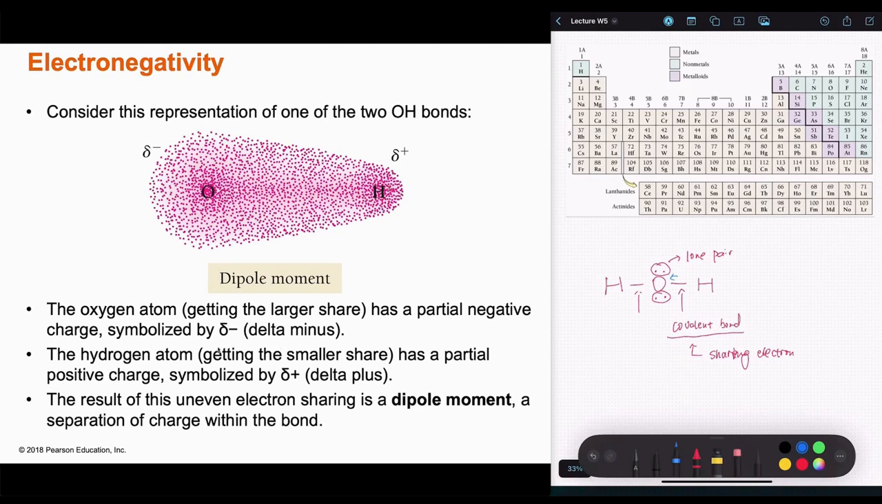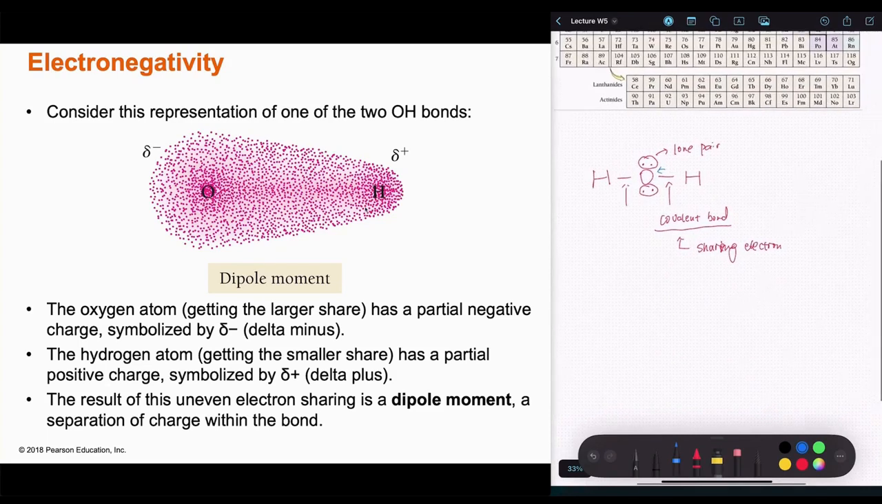So we use these two symbols, the delta plus and delta minus, to represent the relative value of the electron density surrounding an element. Because oxygen has a relatively higher electron density, we give it a delta minus, and for the hydrogen we give it a delta plus. As a result of this uneven electron sharing, a dipole moment will be formed between this OH bond.